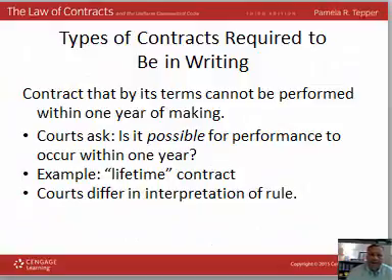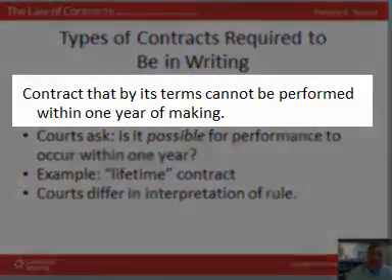Now, the first of the 5 types of contracts required to be in writing seems like it's simple on its face, but let's take a closer look. The first thing I want you to key in on is the fact that it has to be performed within 1 year of the making.